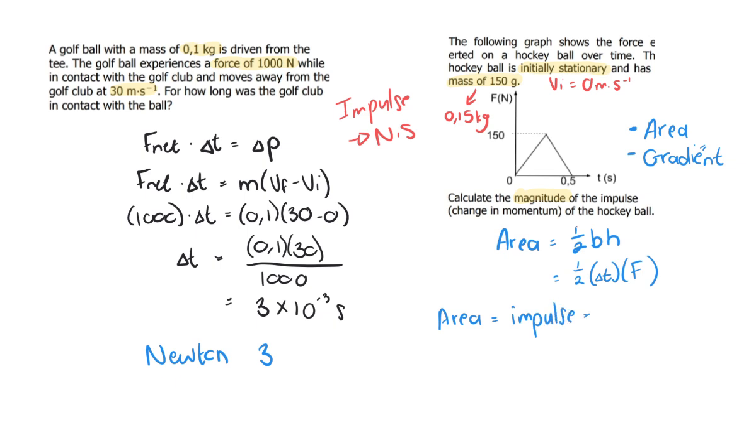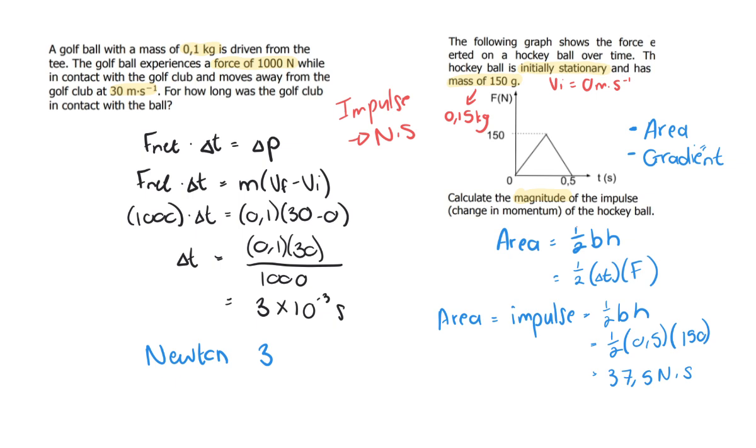which is a half times the base times the height, and the base is 0.5 and the perpendicular height is 150, and then I get the impulse as 37.5 Newton seconds. And that is that. Okay, so the last example is one where they ask you about everyday scenarios.